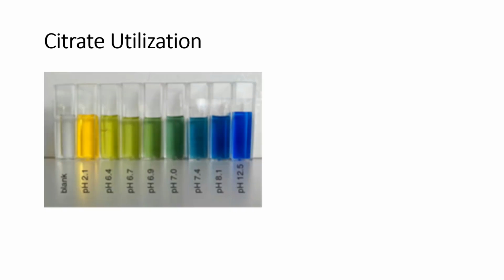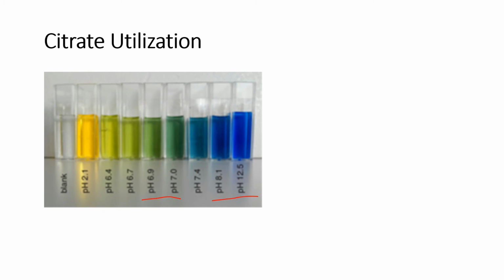The last test is citrate utilization, and for this, the pH indicator is bromthymol blue. So bromthymol blue is a greenish color at neutral and a blue color when it's basic. And for the citrate utilization, you're looking at the source of carbon for metabolism. Most of the time, the bacteria are using carbohydrates as their source for carbon, but they can also use citrate if carbohydrates are not present.